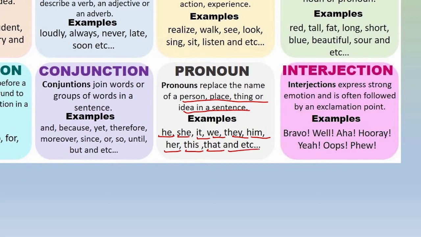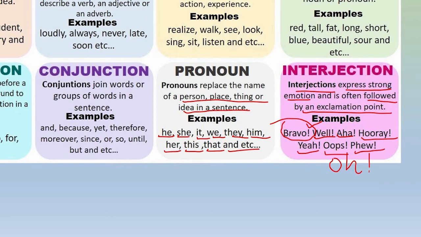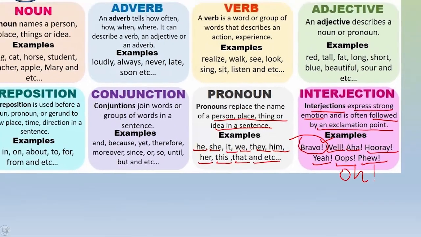Look at the interjection now. What are interjections? Interjections express strong emotion and are often followed by an exclamation point. Look at this one, bravo. Here this is an exclamation mark. Well, aha, hooray, yeah, oops, phew, oh. The expression could be of joy, hate, sadness, or show anger, excitement.